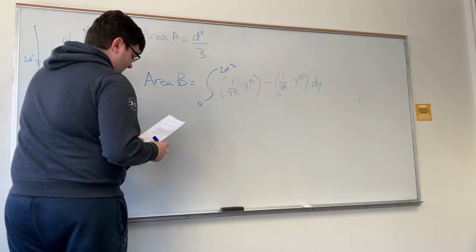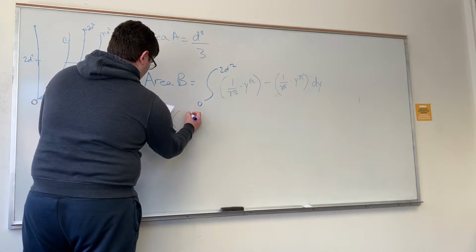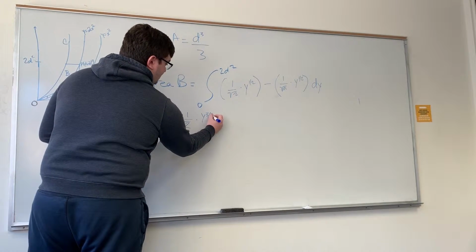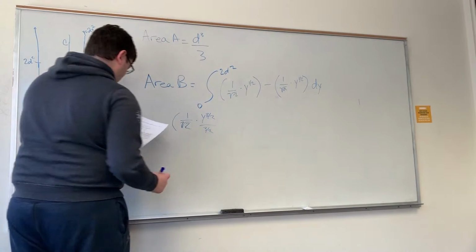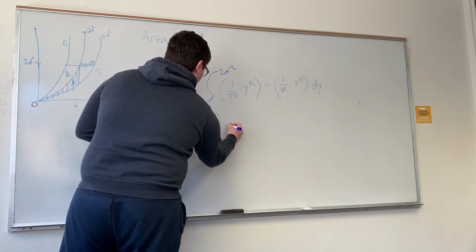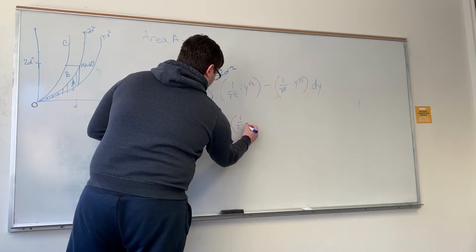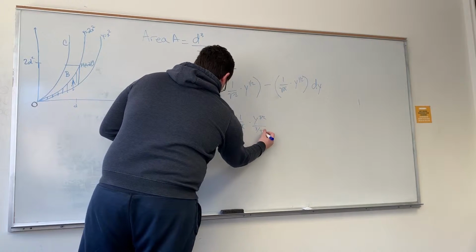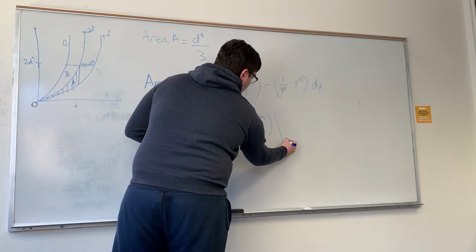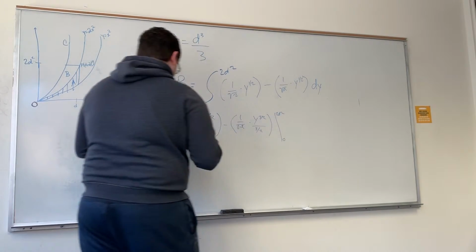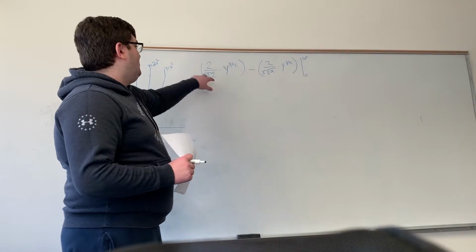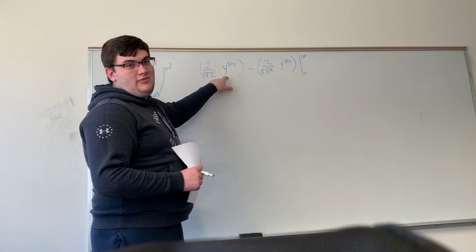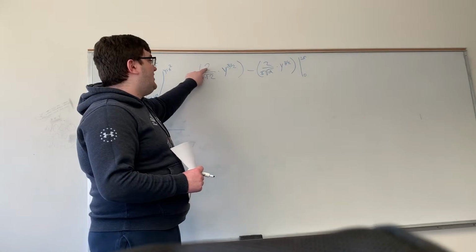So after we integrate, it's going to turn into 1 over root 2 times y to the 3/2 divided by 3/2, minus 1 over root a times y to the 3/2 all over 3/2, evaluated at 0 and 2d squared. So I rewrote this to be 2 over 3 root 2 because that would just get y by itself. So I took the 3/2 out of the denominator and I flipped it back up to the 1 over root 2.